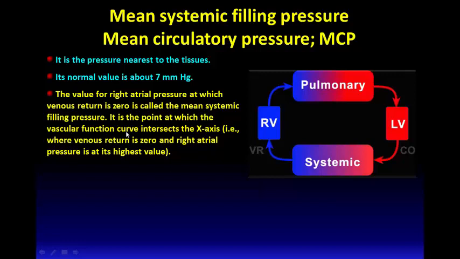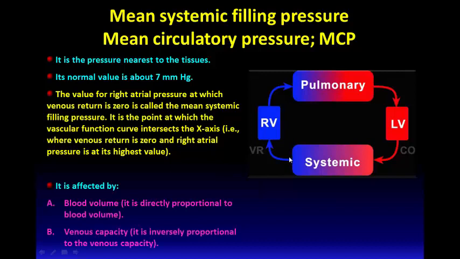intersects the x-axis. In other words, it is the value where the venous return is 0 and the right atrial pressure is at its highest value, and no pressure gradient is thus present between the venous pressure nearest to the tissues and the venous pressure nearest to the heart. We will describe the venous pressure curve, the vascular function curve, in more detail in the subsequent slide.